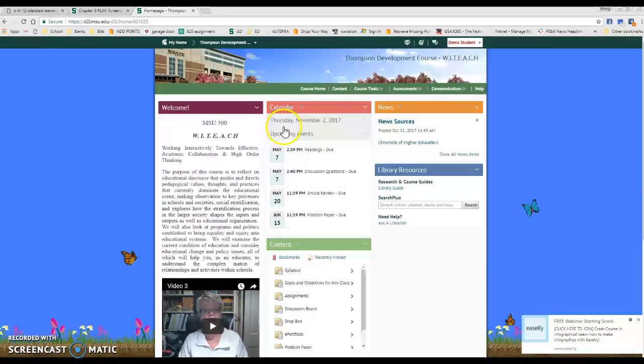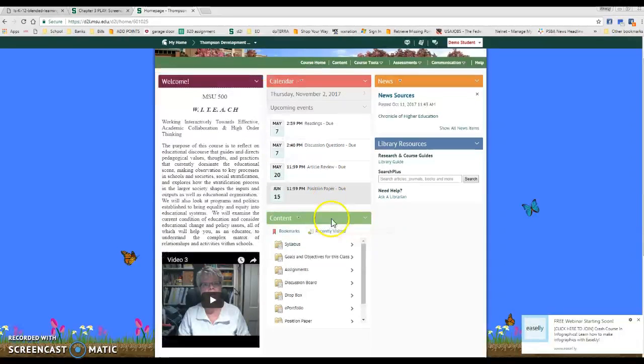Second, if you look down the center of the column here, you see the calendar and the upcoming events. And you also see a list of dates of important things that are going to need to be turned in and submitted on time throughout the course of this semester.